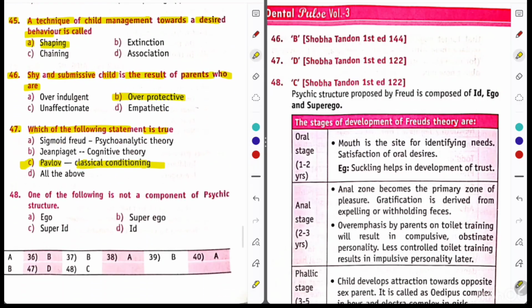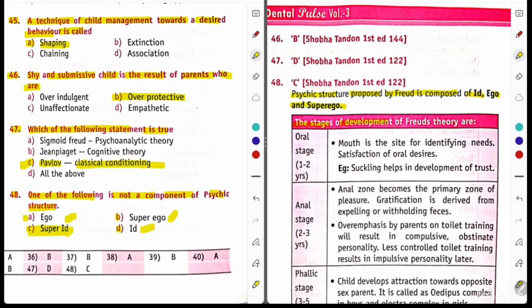Now question 48. Which of the following is not a component of psychic structure? Option A, ego. Option B, superego. Option C, superid. Option D, id. So the answer is option C, superid. Id, ego, and superego are the components of psychic structure, but superid is not. Let's see the explanation. Psychic structure proposed by Sigmund Freud is composed of id, ego, and superego.